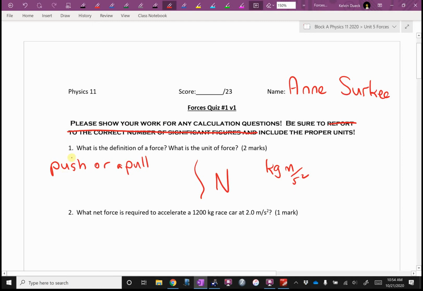You could also, definition of force, you could have said mass times acceleration. I would live with that. Anybody else say anything else? Okay. So 1 mark for the definition, 1 mark for the unit of force.